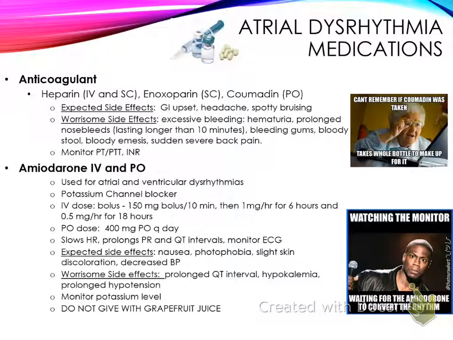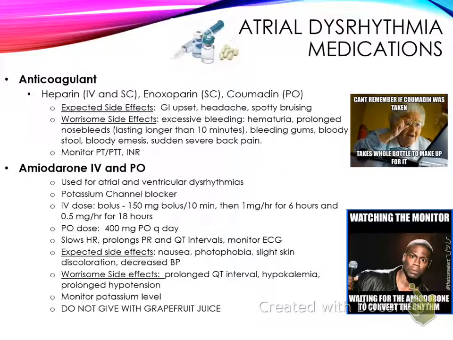Amiodarone is a new med for you guys, and it is probably our primary antiarrhythmic. Works for atrials, works for ventriculars. So you're going to see amiodarone quite a bit. It's a potassium channel blocker. So guess what it's going to do? What do we need to run electricity around? Potassium. So it's going to block that, and your rate will slow down. It's not a complete blockage, but it slows things down. So it's a potassium channel blocker, which is why it works great for all arrhythmias.